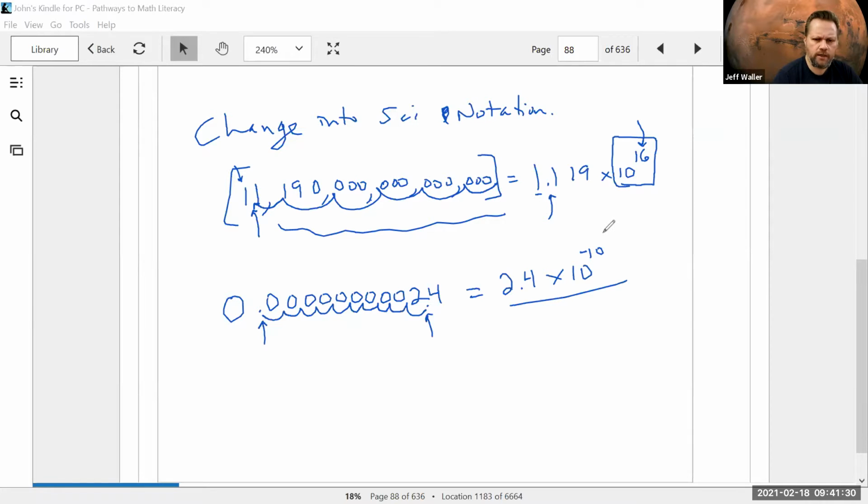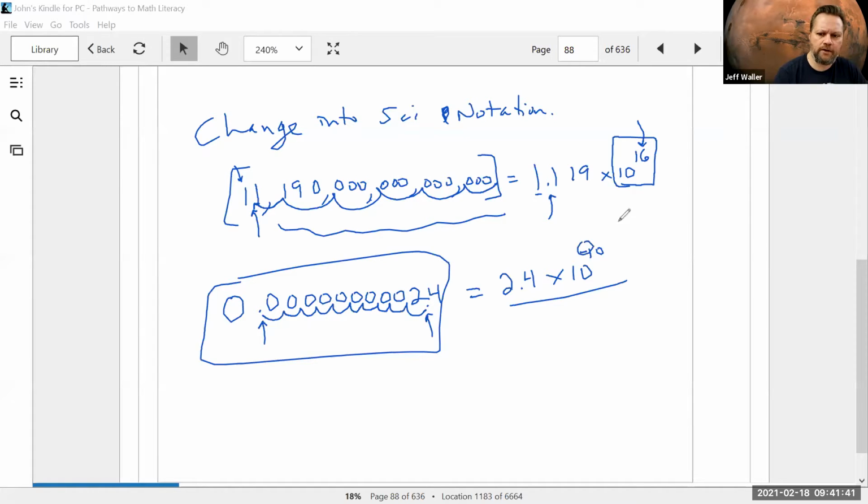How you guys doing out there? I mean, relatively, that's not that bad. It's just counting how many times you move something. If it starts small, it's a negative power. If it starts big, it's a positive power. That's really kind of nice.